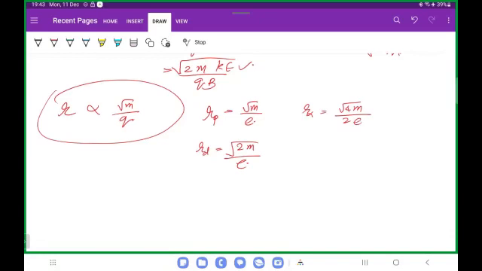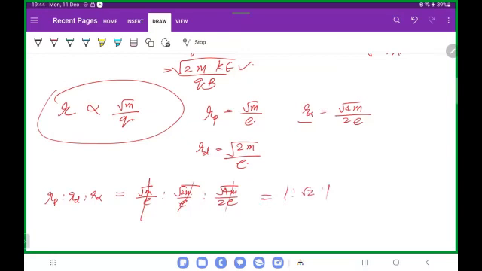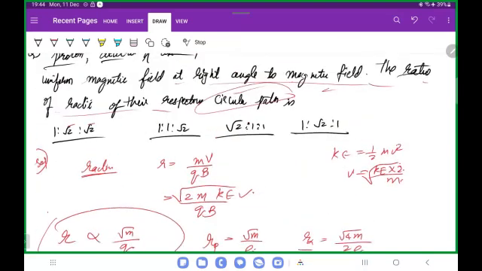Now the remaining work you can do. I need the ratio of R_P to R_D to R_alpha, equals root m by e to root 2m by e to root 4m by 2e. If this is 1, then this is root 2, and root 4 by 2 means again 1. So 1 is to root 2 is to 1. Option number D.